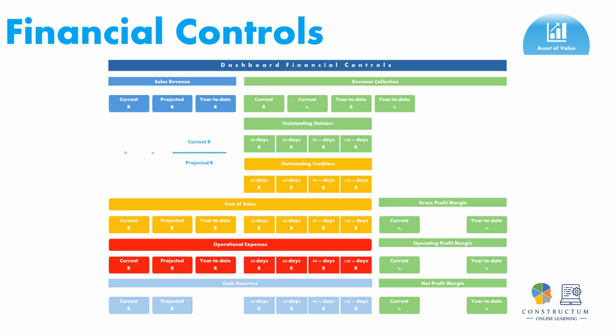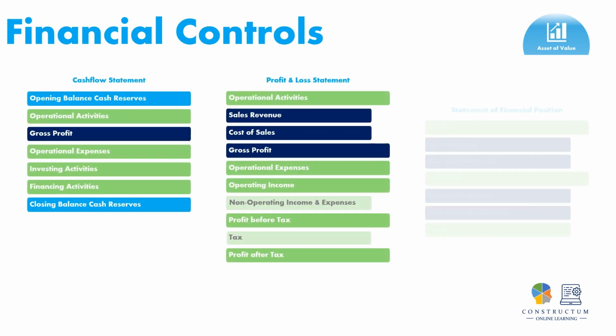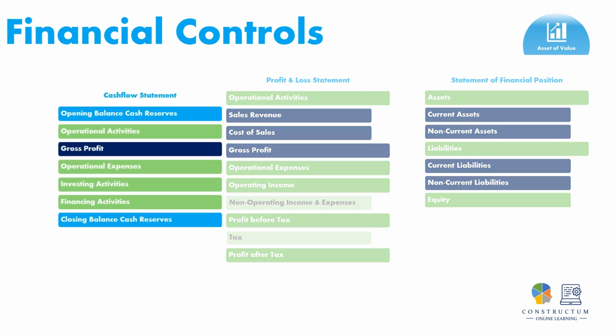In the following chapters, I introduce the format of the financial statements, including the cash flow statement, the profit and loss statement, and the statement of financial position. Thereafter, I introduce the use of a financial dashboard derived from information contained in the financial statements, and more specifically, the management accounts of the business.